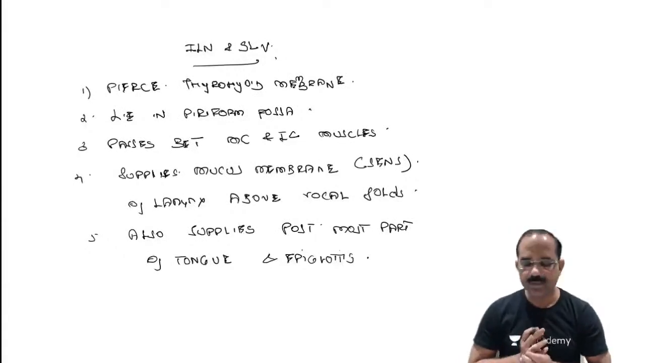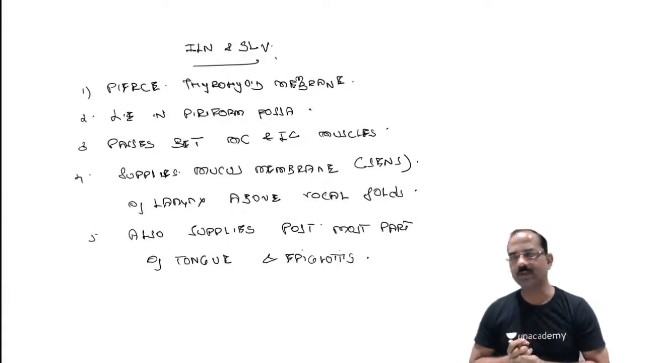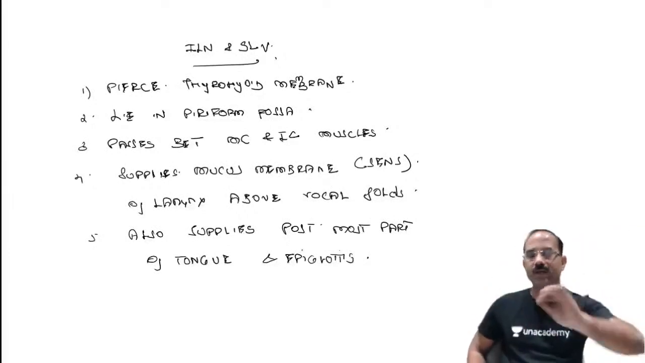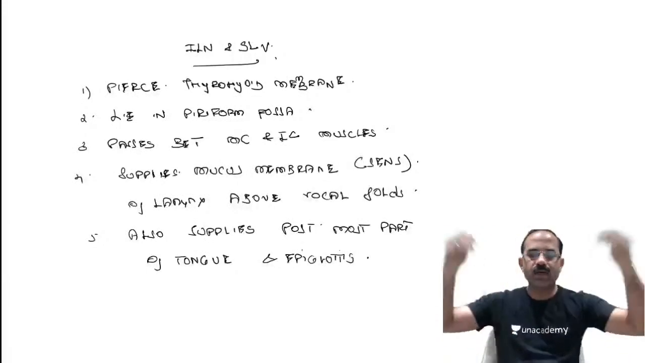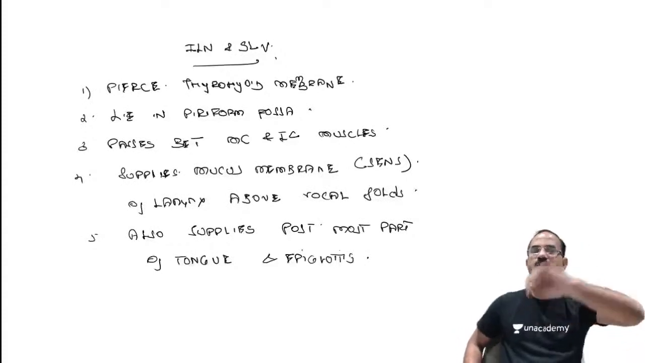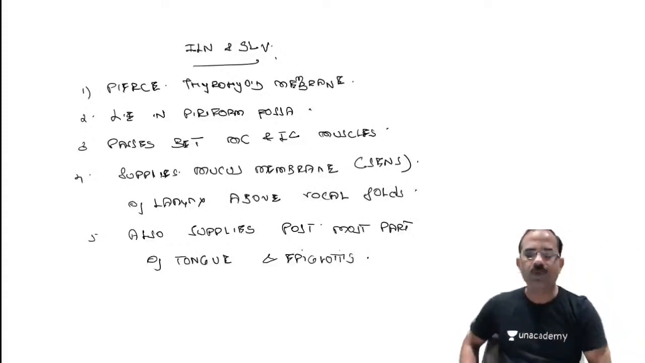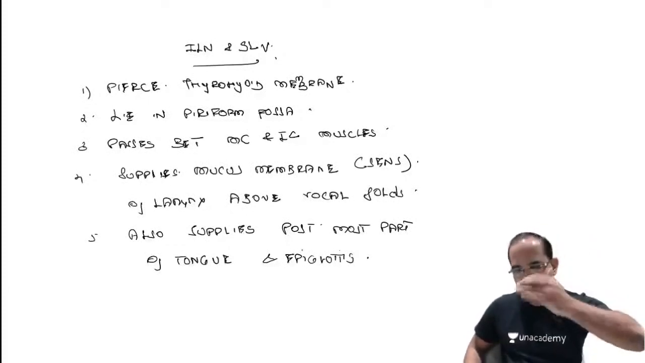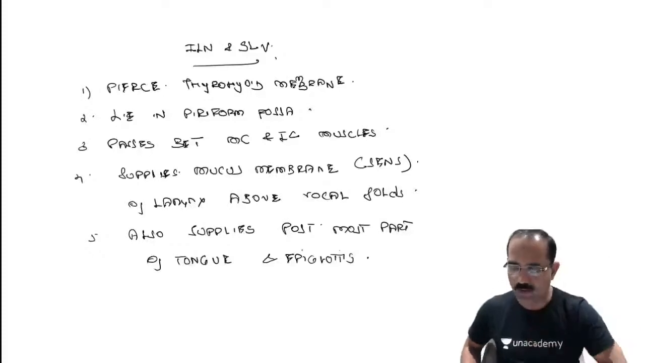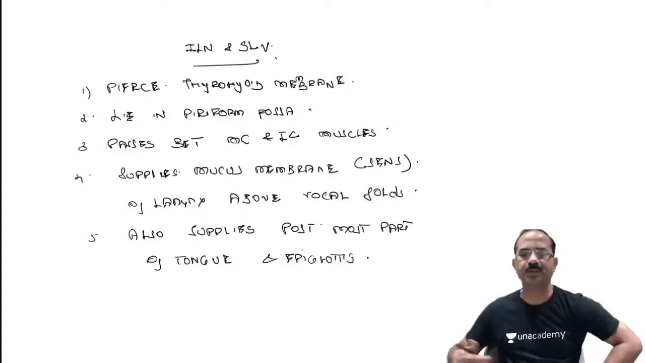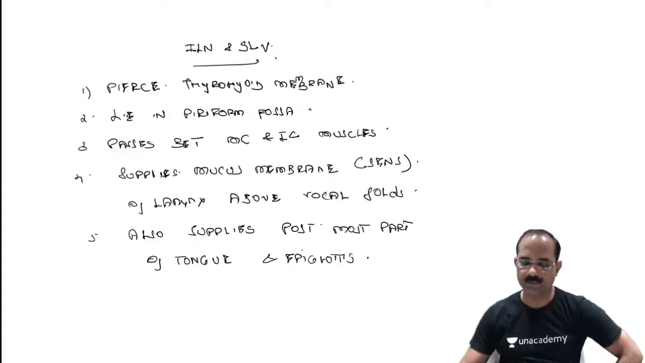Clear to all of you? So the internal laryngeal nerve and the superior laryngeal vessels will first pierce the thyrohyoid membrane and come to lie in the pyriform fossa. Now they will pass between the middle and the inferior constrictor muscles of the pharynx. They supply the larynx above the vocal folds. The mucous membrane, that is the sensory supply of the larynx above the vocal folds. They also supply, students, the posterior most part of the tongue and the epiglottis. Perfect. Okay, is this clear to all of you?